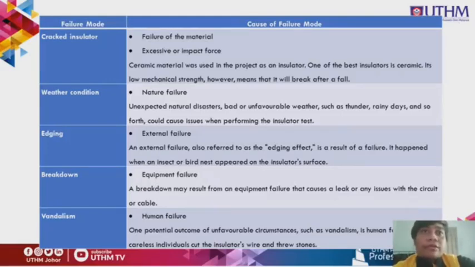And then the breakdown. Equipment failure is the cause of this breakdown. A breakdown may result from an equipment failure that causes a leak or any issues with the circuit or cable. And the last one is vandalism. This is because of human failure. One potential outcome of unfavorable circumstances such as vandalism is human failure. Some careless individuals cut the insulator's wire and throw stones.